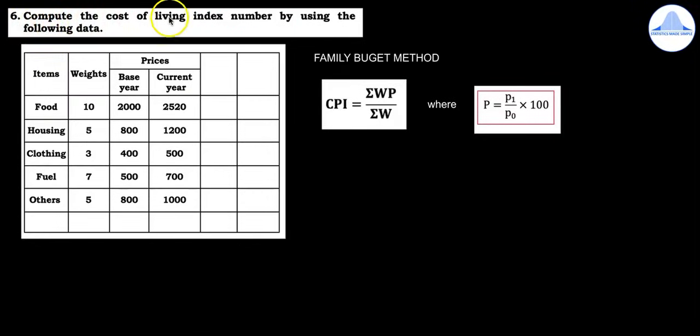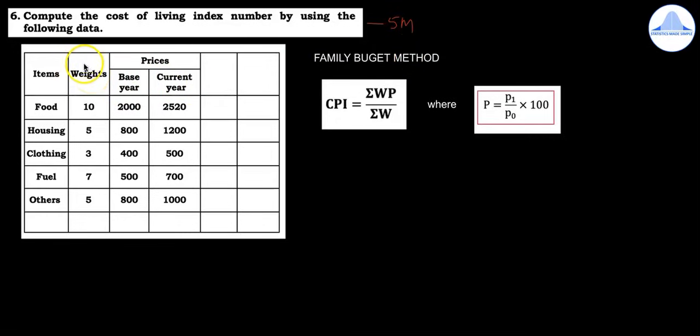Sixth question, compute the cost of living index number by using the following data. So this question can come as a 5-mark question. Here they have just said compute the cost of living index number. So the cost of living index number can be calculated using the family budget method or the aggregative expenditure method. In this problem, because the various items along with the weights and the prices in the base year and current year are given, we will make use of the family budget method.